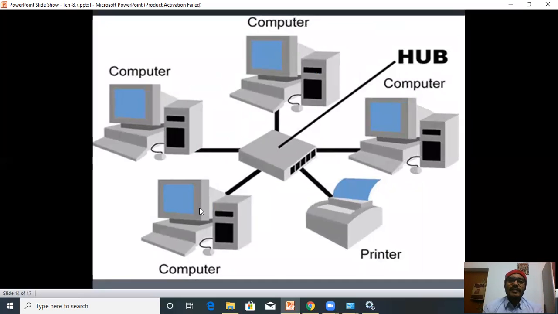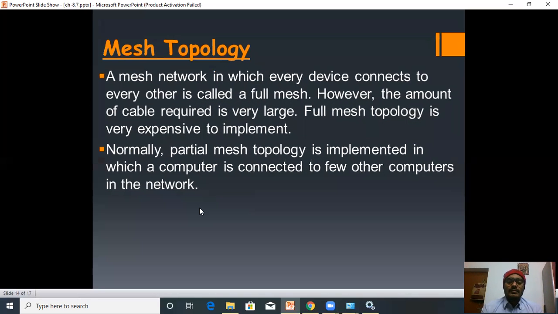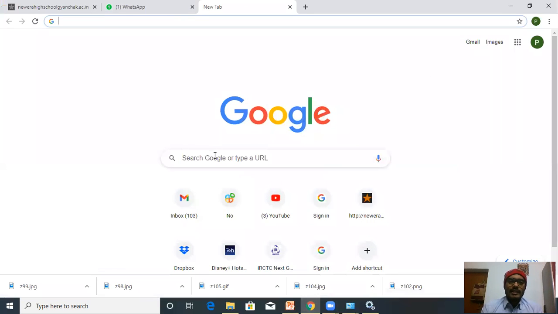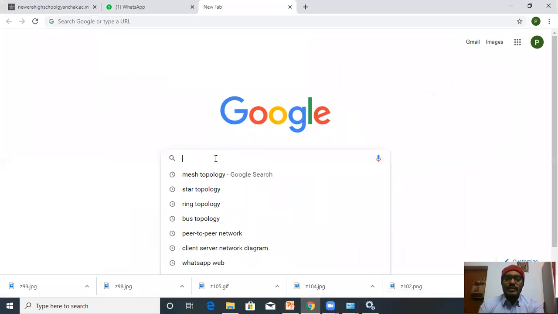This is the picture of a star topology. Okay, this central hub connects all the systems together, and this is called star topology. Now, in the next class, we will discuss mesh topology. Okay, now you can see the pictures on the internet of a star topology.